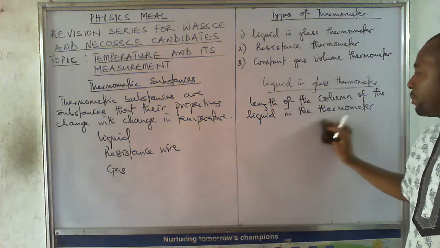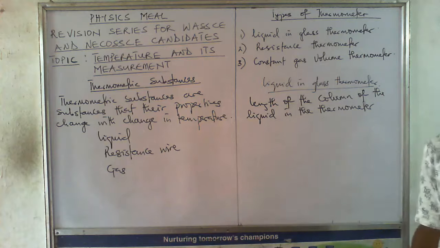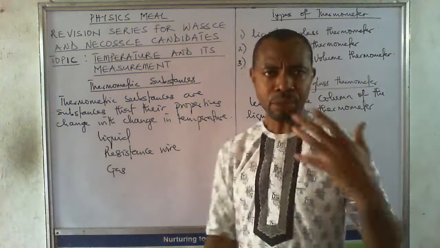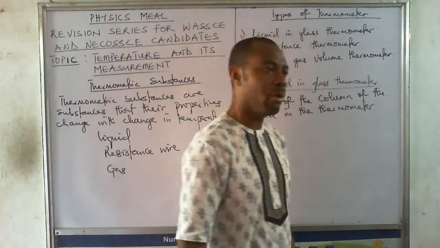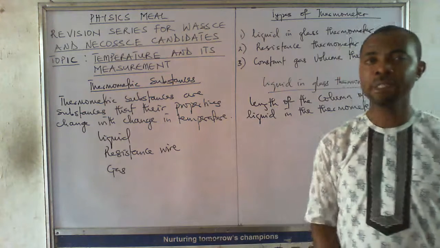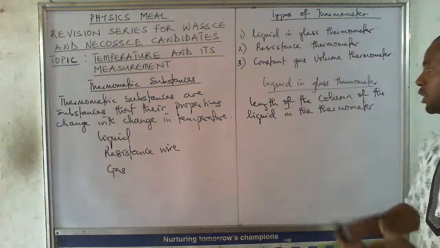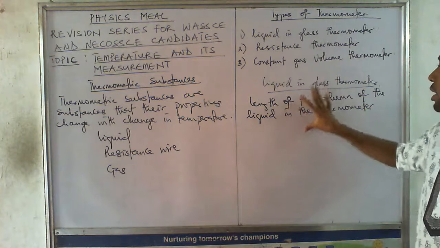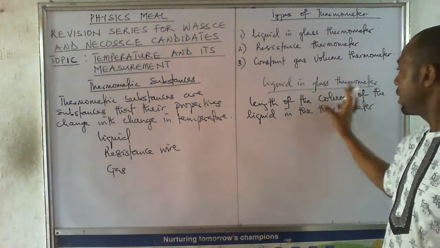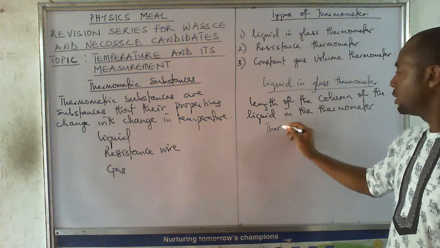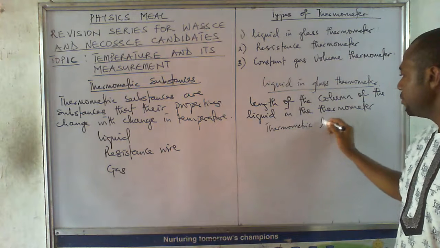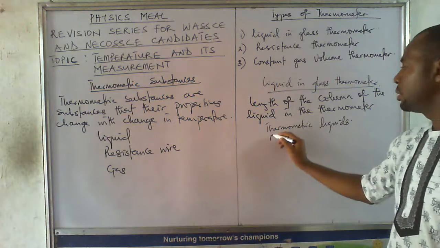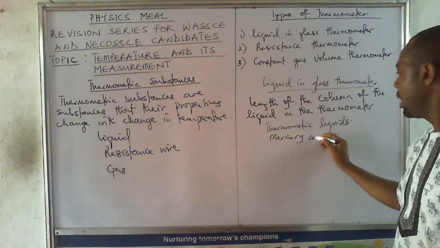Now there are various liquids that we can use. Water will not be used because of some reasons. Water wets glass, and also water has irregular expansion, what we refer to as anomalous expansion of water. So that's why water cannot be used as a thermometric liquid. All the liquids used in the liquid in glass thermometer are called thermometric liquids. And the common liquids are mercury and alcohol.